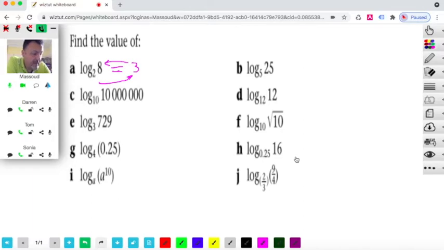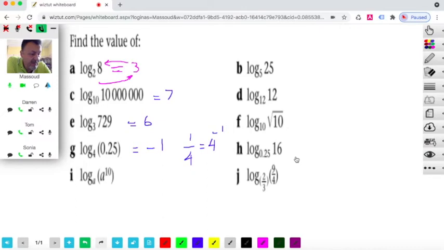That's 10 million, log of 10 million to the base 10. So the answer would be 7, because 10 to the power of 7 is actually 10 million. And 3 to the power of 6 is 729. And 4 to the power of minus 1 would be 0.25. 0.25 is a quarter. So as you know, a quarter is actually equal to 4 to the power of minus 1.